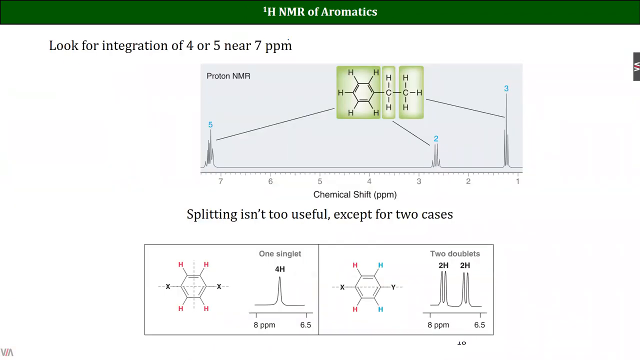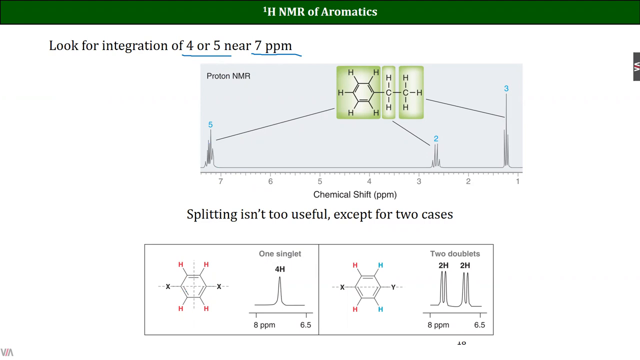But we already know that NMRs, for aromatics, are really easy to tell, right? They always show up in the same section. And a lot of times between the integration and where it shows up, that's going to be your most obvious cases, right? They show up really obviously in proton NMR. And you can't always trust the splitting unless you have one of two things.